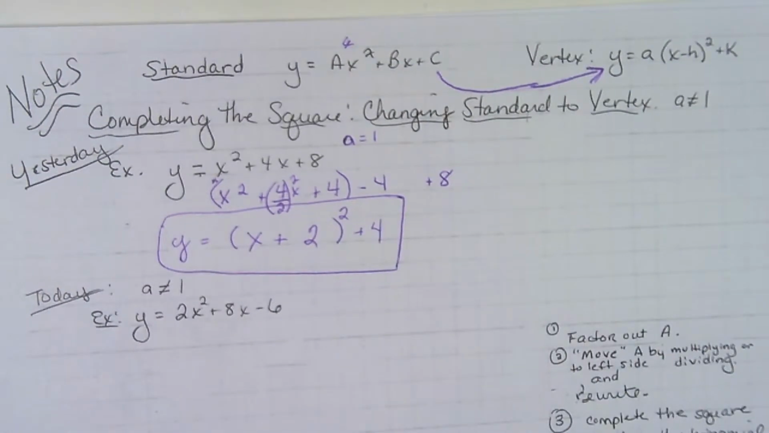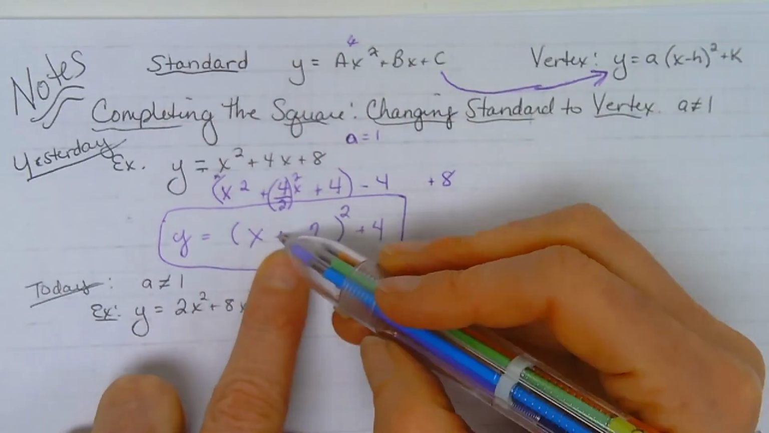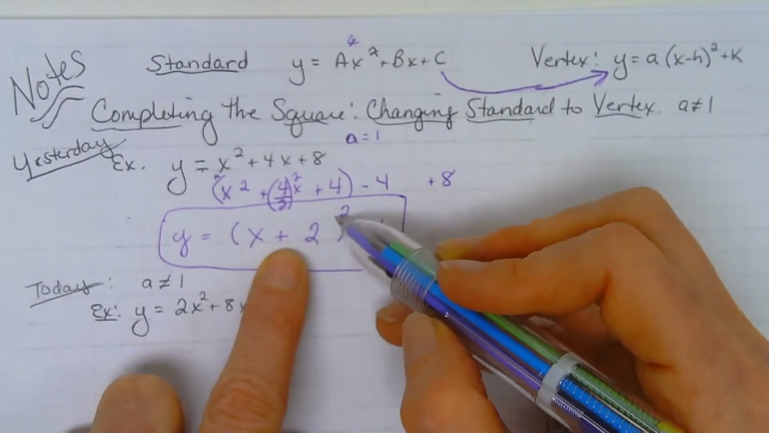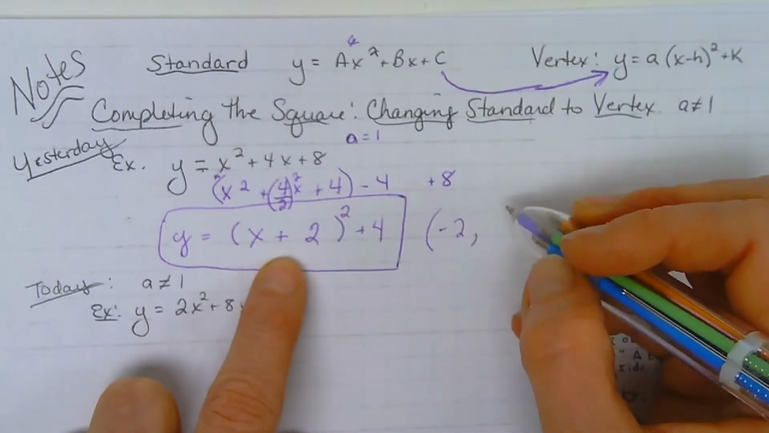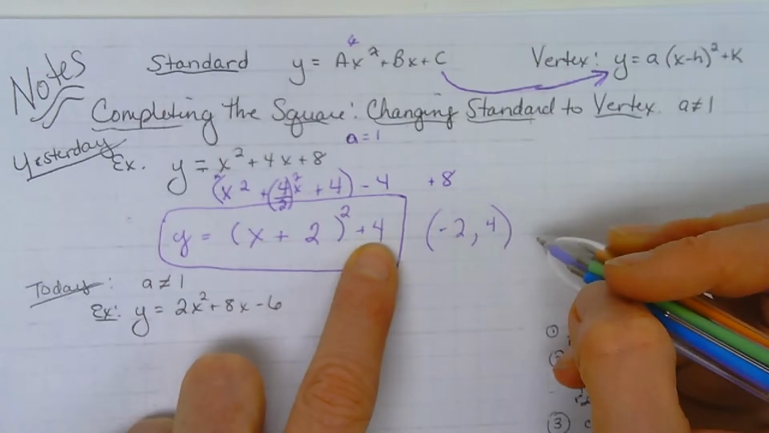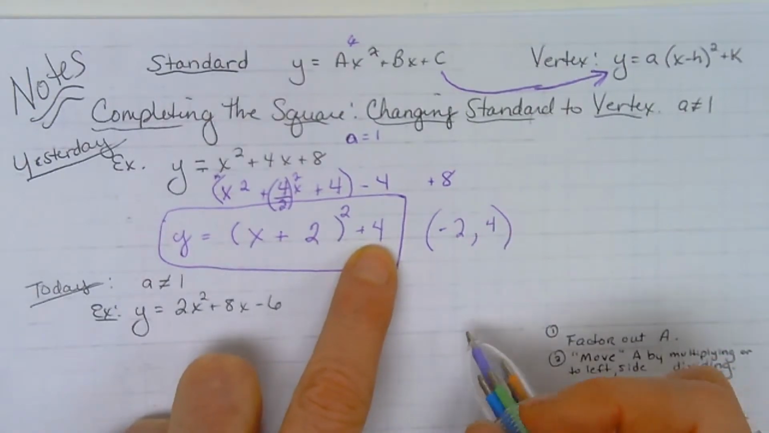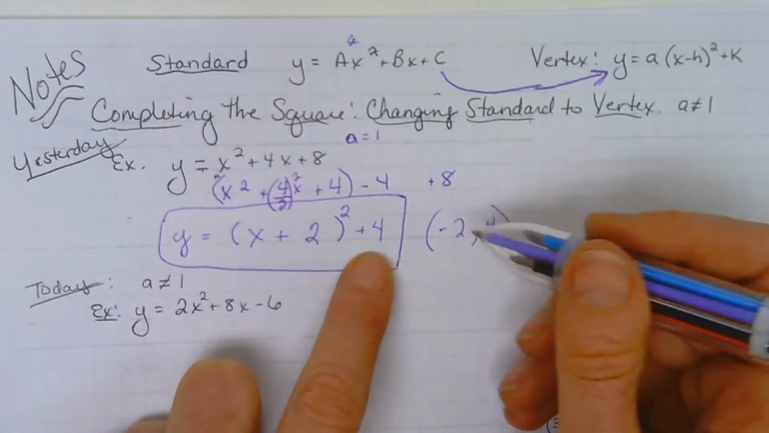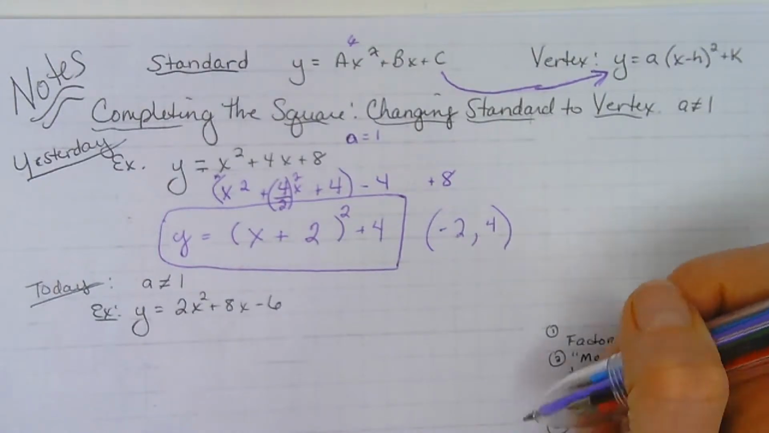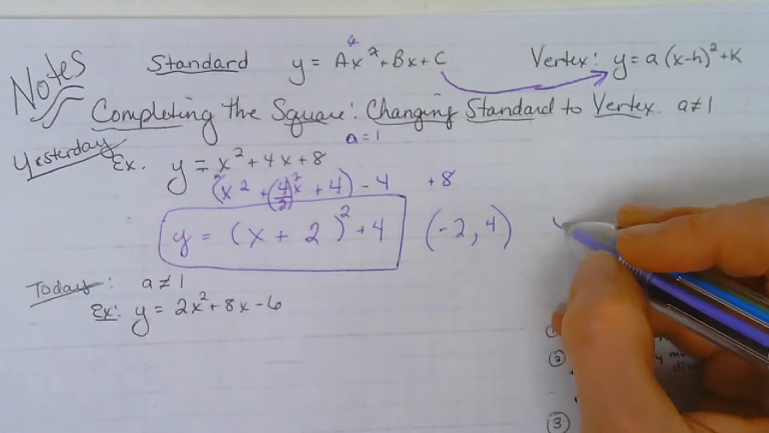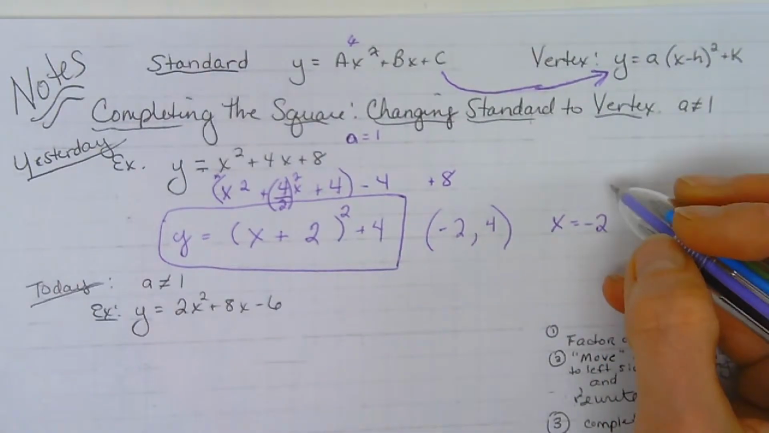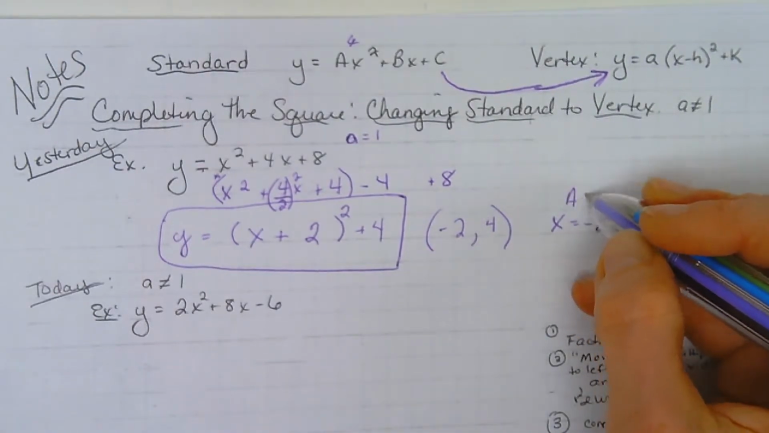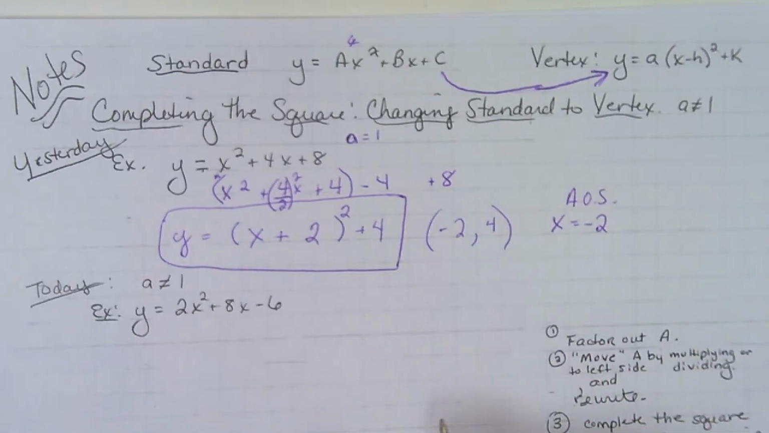It's very quick to see the vertex. Remember, the vertex is the opposite sign of the inside of the squared term here. So it's minus 2 for the x, and it's plus 4 for the y. There is our vertex. The axis of symmetry is equal to that x, so that's x equal to negative 2. That's the axis of symmetry. Just thought I'd mention that again.